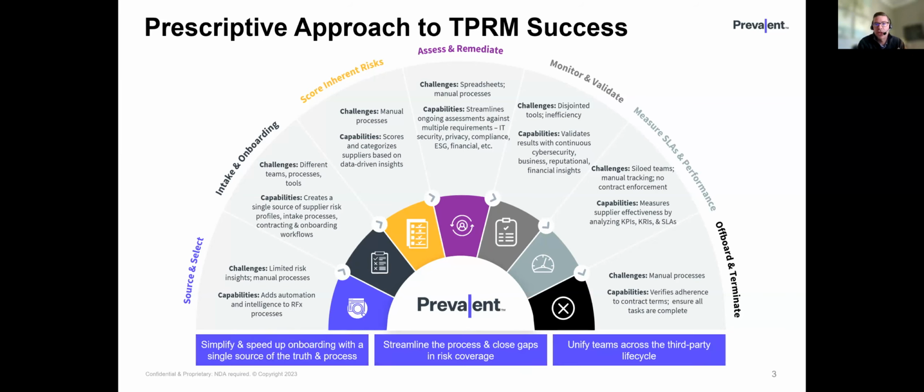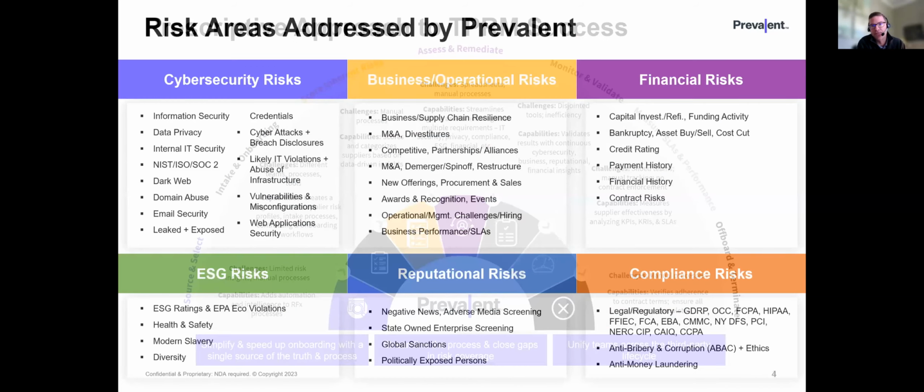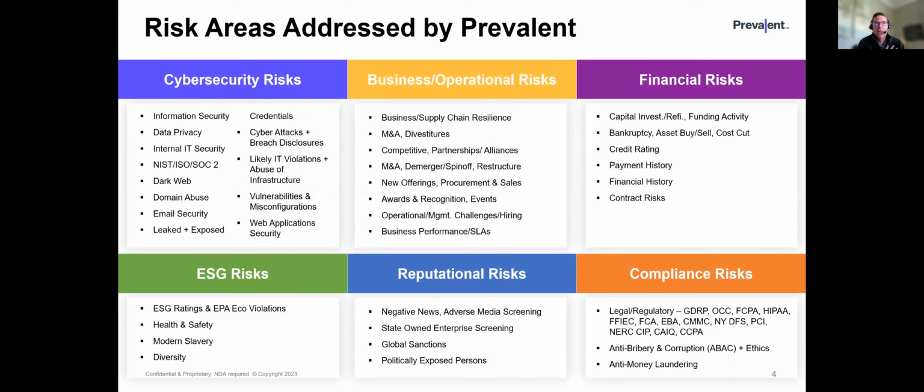So it's important to achieve three things, right? To simplify and speed up onboarding with a single process and a single source of the truth that extends to everybody in the organization that has a hand in third-party risk. Second, to streamline that process and then close gaps in coverage that come naturally with different people and different teams and tools and silos operating. And then third, to bring those teams together through one prescriptive process to progress a vendor through the third-party life cycle. That's our approach.